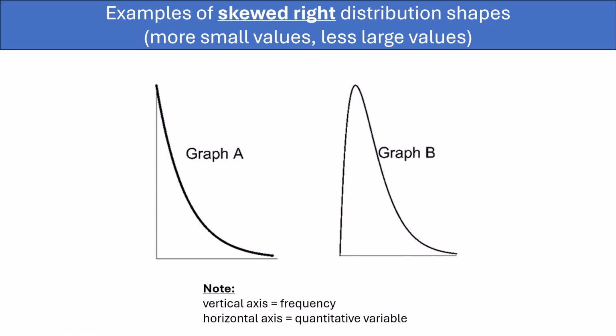A good example of a right skewed variable would be income. There are a lot of individuals who have a relatively low income and not as many people who have a larger income, which makes that a skewed right variable.